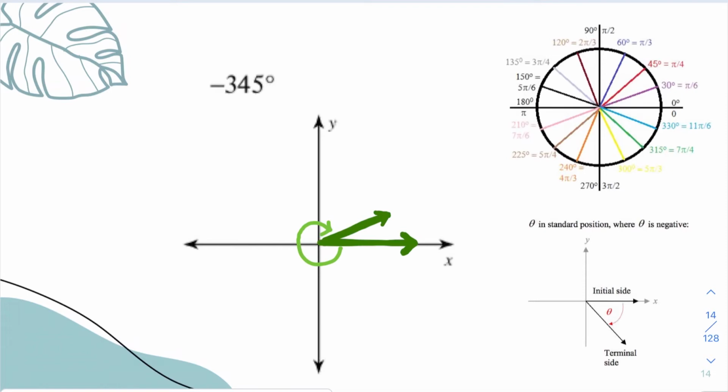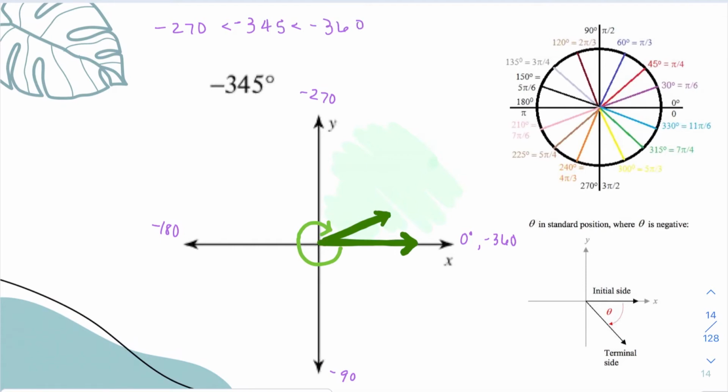Okay, let's explain this one. So what we do here is, again, this is a negative angle, which means our initial side is still going on our positive x-axis, but we're going to go clockwise. So we'll have 0 degrees here, negative 90 here, negative 180 here, negative 270, and then negative 360. So the first thing I can figure out is that I am in quadrant 1 because negative 345 falls between negative 270 and negative 360, right?